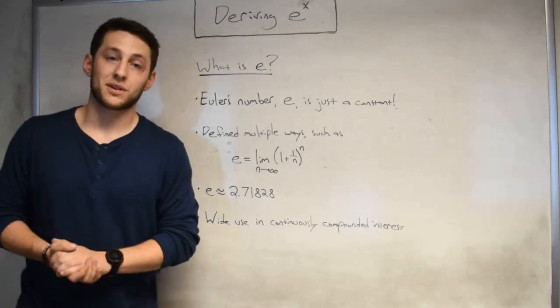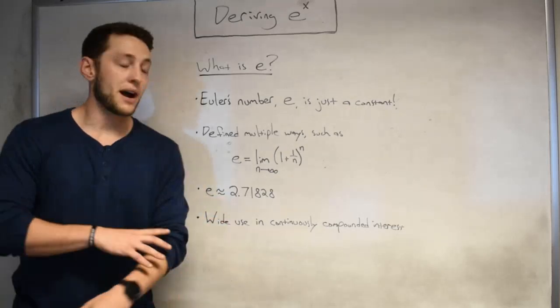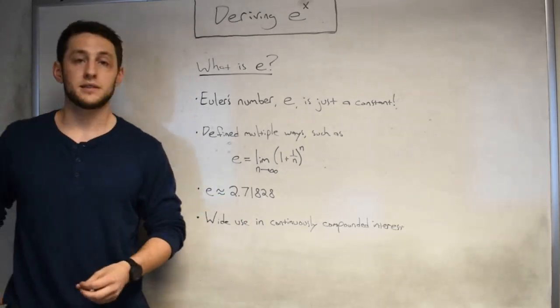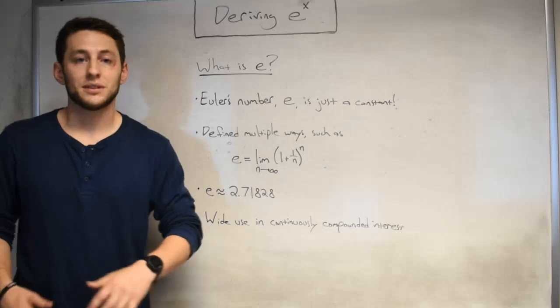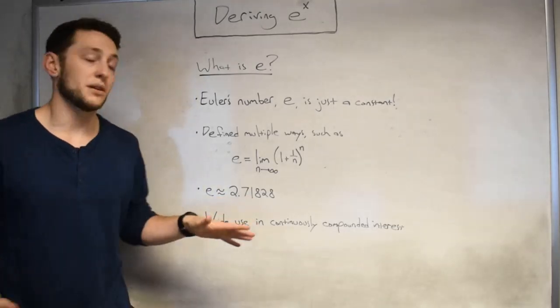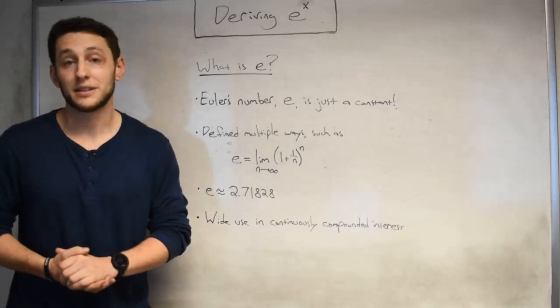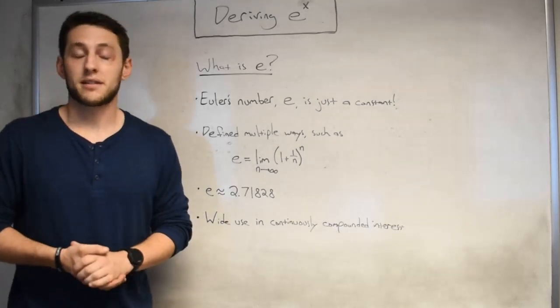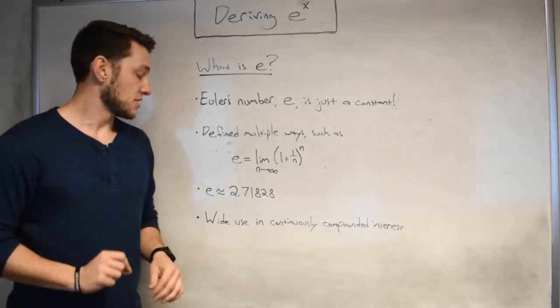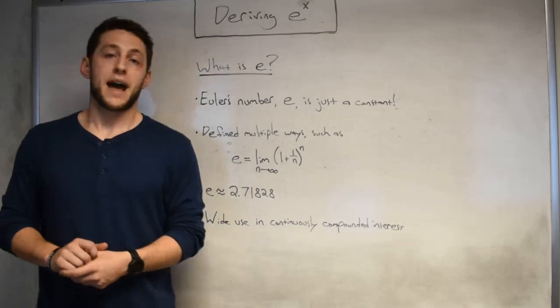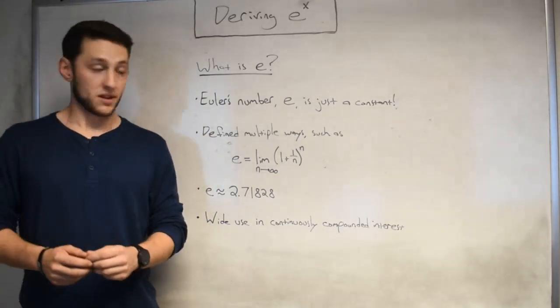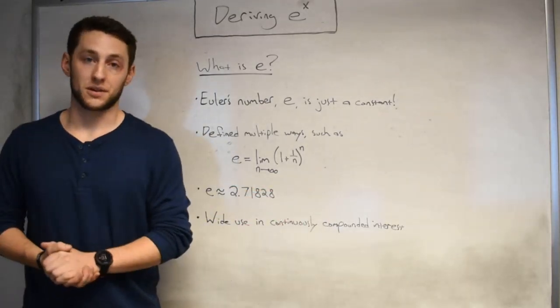Now, as far as we're concerned, e is approximately 2.71828. That's not really necessarily important to know, as there's a button on your calculator for it. However, I think it makes it less mysterious. As I just mentioned, maybe its most famous application as far as business goes would be continuously compounded interest.